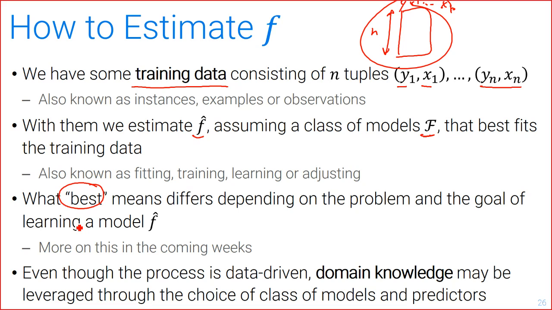And even though the process is data-driven, because we build a model that is optimal for the data, of course, domain knowledge is going to be leveraged in a certain way. For example, by choosing a good class of models or by knowing which predictors should you include in your study. So domain knowledge is always important, regardless of how complex the training process is, how fancy the statistics are. Domain knowledge is always going to be the best thing that you can leverage.